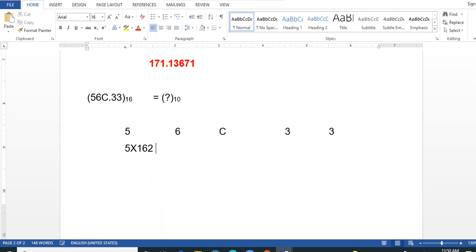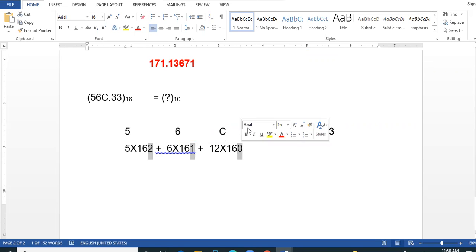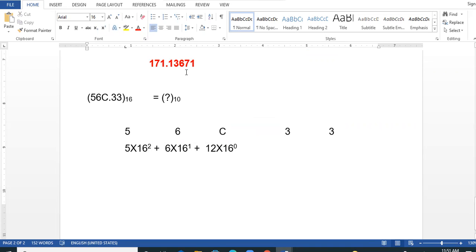5 into 16 to the power 2, plus 6 into 16 to the power 1, plus 12 into 16 to the power 0. Okay. 3 divided by 16 plus 3 divided by 256. 16 into 16 into 5, it is 1280.